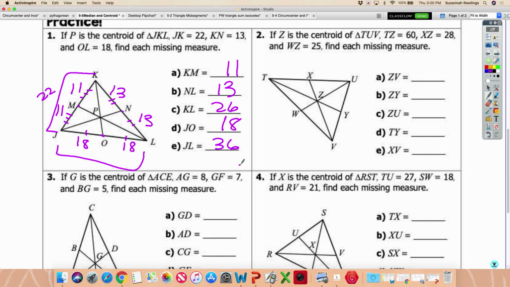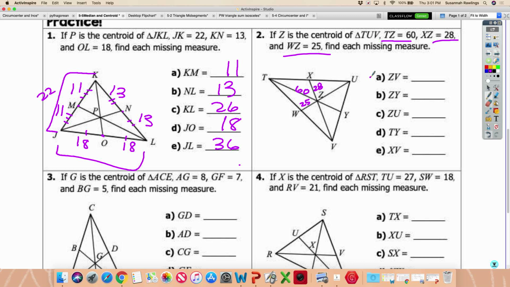Okay, so let's go ahead and write down or fill in what information that they gave us. Let's go ahead and put that in our image here. So TZ is 60. XZ is 28. And WZ is 25. Okay, once we have that in our image, let's go ahead and just start at letter A.